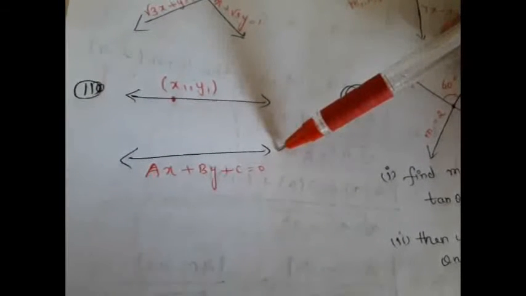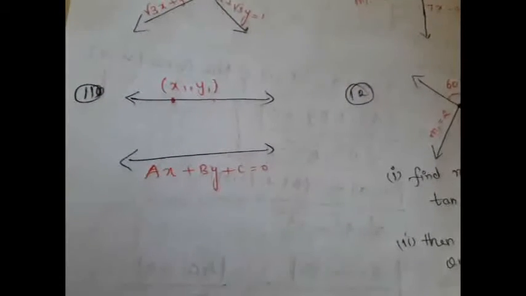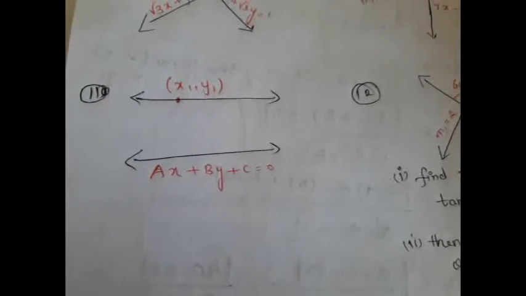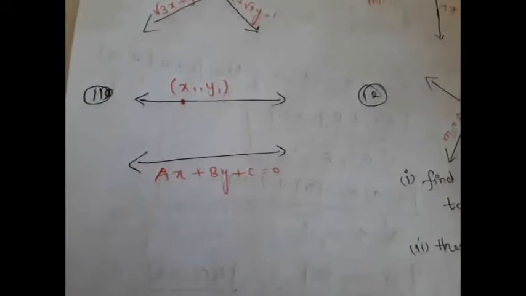The 11th question is: prove that the line through the point x1 y1 and parallel to the line ax plus by plus c equal to 0 is a into x minus x1 plus b into y minus y1 equal to 0. This can be easily arrived at. They have given you the equation.